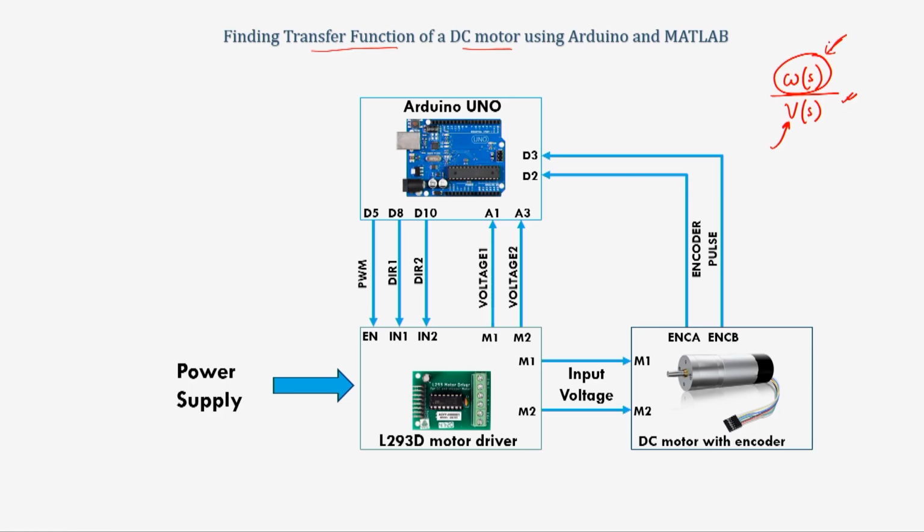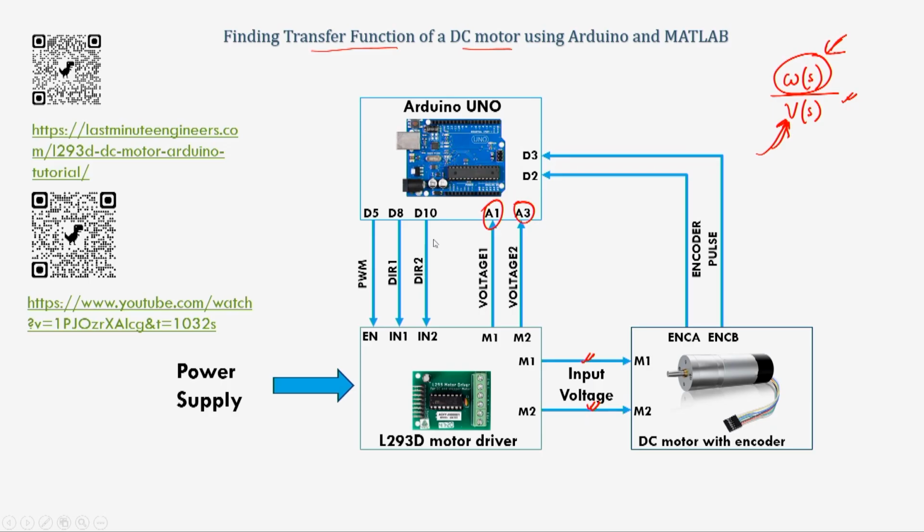So, I can measure the speed of the motor using the encoder. I can measure the voltage that is applied across the terminal by tapping into these 2 points using the A1 and A3 points of the Arduino, and then using that data we can find out the transfer function of the system.